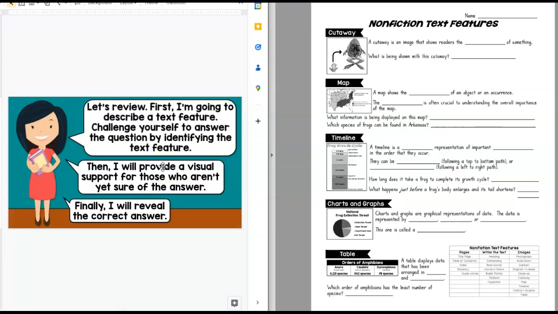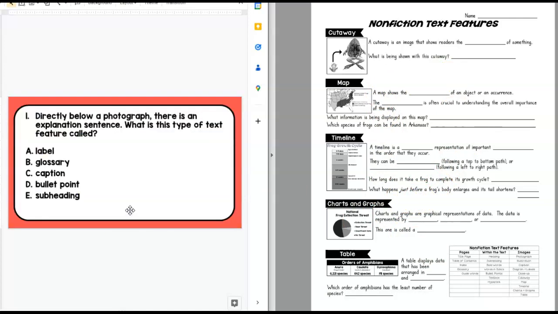Let's review. First, I will describe a text feature. Challenge yourself to answer the question by identifying the text feature. Then I will provide a visual support for those who aren't sure yet of the answer. And finally, I'll reveal the correct answer. So this page over here should all the way be filled out. And I'm going to show you the first one of this card.